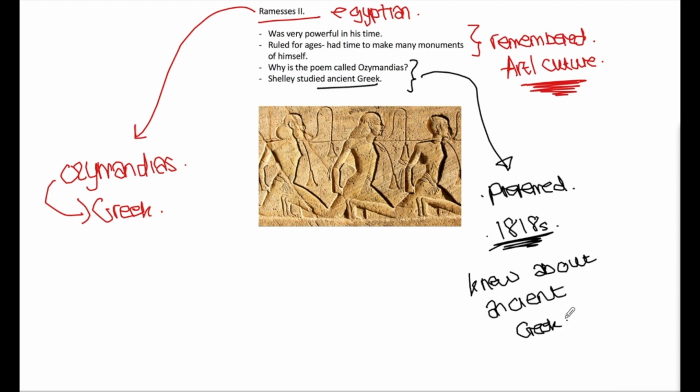But more people knew about the ancient Greeks. More knowledge about the Egyptians came a lot later. So Ozymandias, the Greek name, was just probably more recognisable to a lot of the readers of Shelley's time, and so he decided to call it Ozymandias.